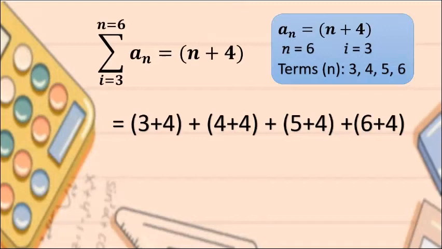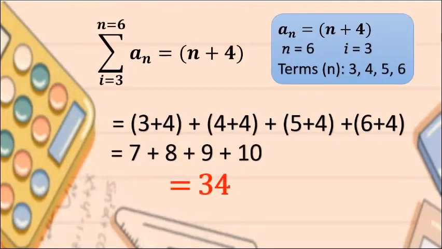So do the operation inside the parentheses. We will have 7 plus 8 plus 9 and 10. So once we add all these terms, we will have a result of 34.